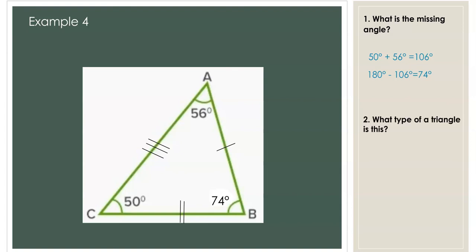What type of triangle is this? So, of the four, is it an equilateral? Is it an isosceles? Is it a scalene? Or is it a right triangle? This would have to be a scalene triangle. So these are the definitions of the four types of triangles.